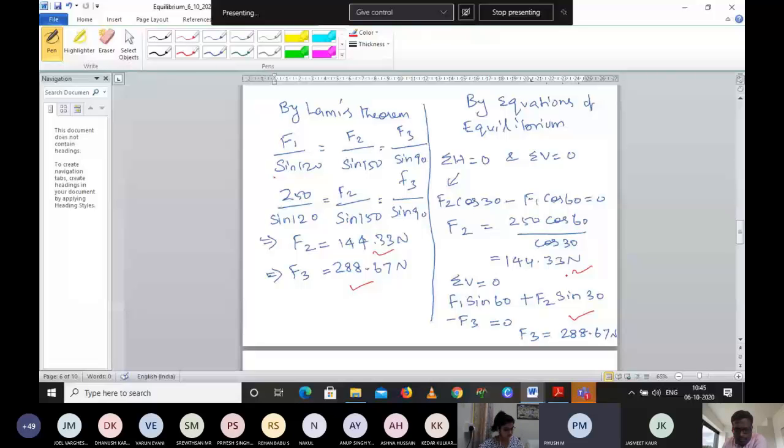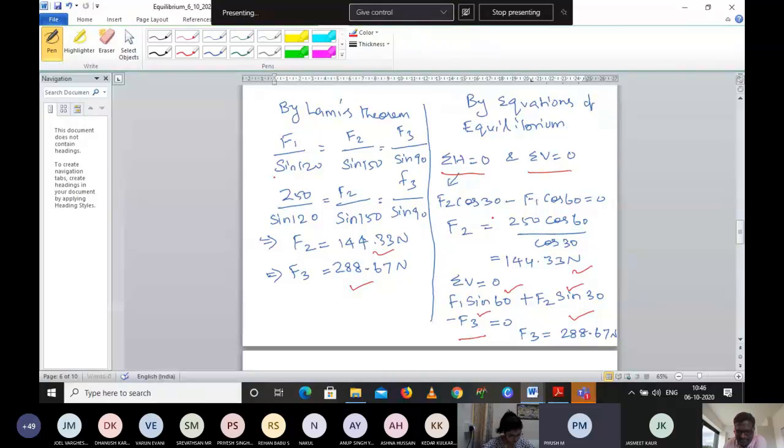F1 sine 60 plus F2 sine 30. Which one are you saying? Summation of horizontal forces or vertical forces? Sir, vertical. Please go step by step with vertical. F1 sine 60 plus F2 sine 30 minus F3 is equal to 0, sir. No need of putting sine 90. Okay sir.